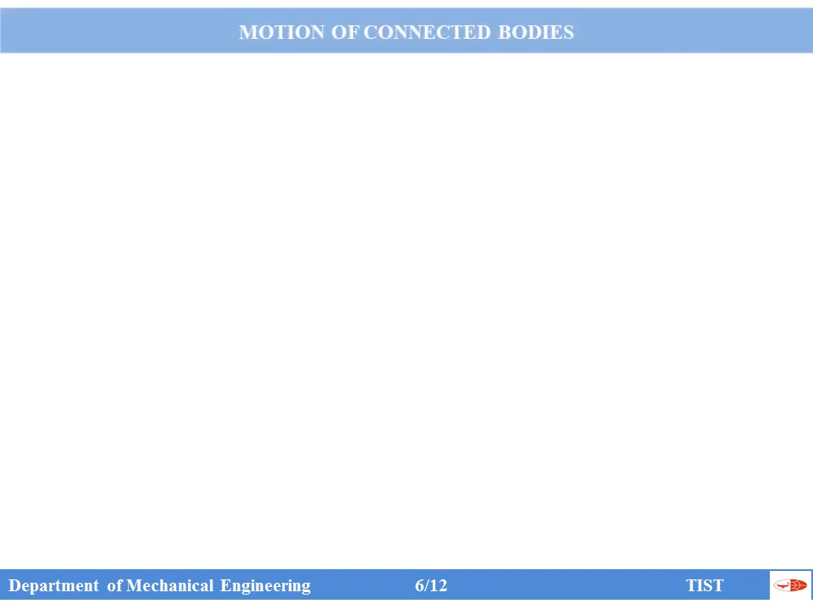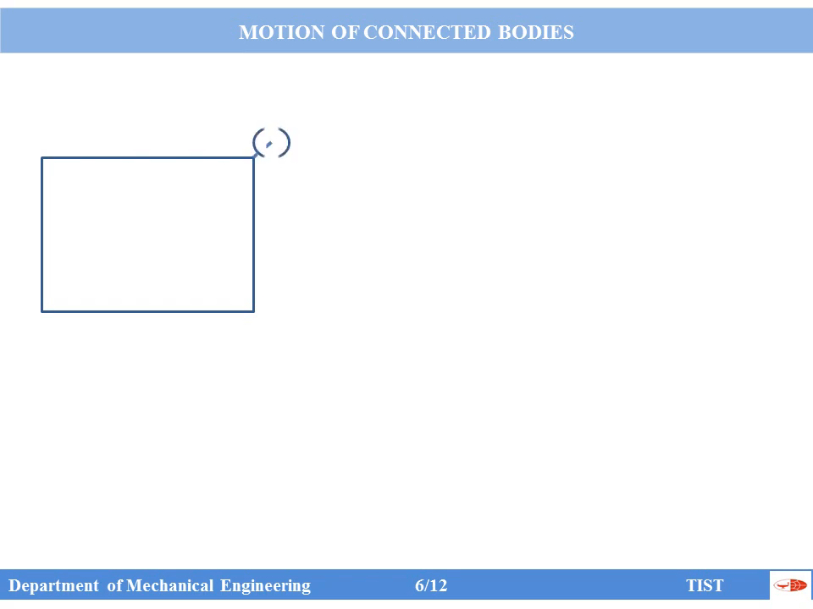Now going to the next section, motion of connected bodies. Connected bodies means two or more bodies are connected by string or spring, and the motion of one body results in motion of the other bodies. Now again remember that we are studying dynamics. So in connected bodies, all the bodies are in motion.